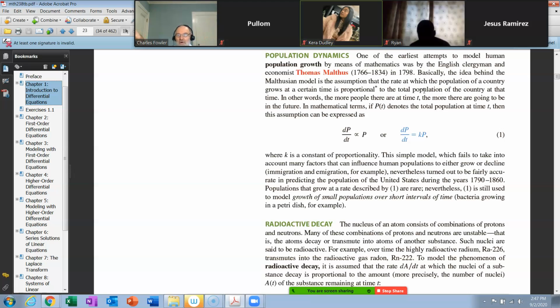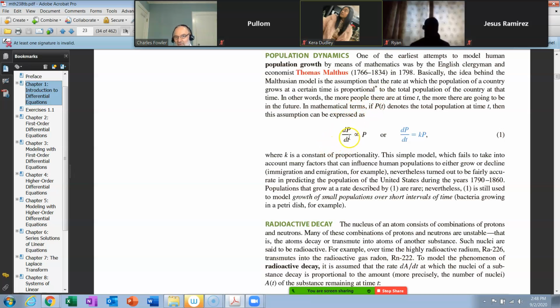Certainly a very small country with very dispersed population is probably going to grow at a very slow rate. But a very large country with lots of potential mating situations, people marrying and having kids and stuff like that, that country is probably going to grow more rapidly. So the rate at which the population of a country grows is proportional to the population of the country. What did we just say?